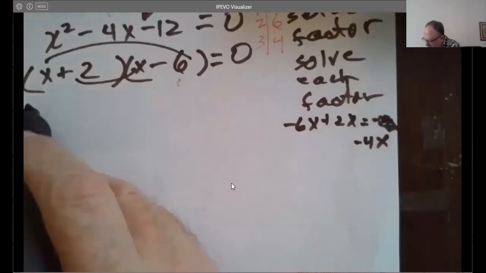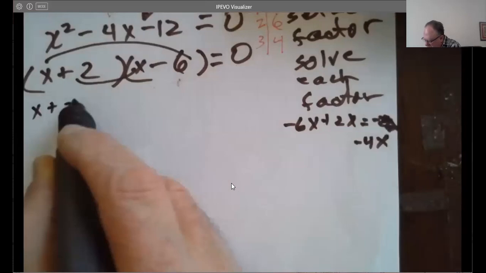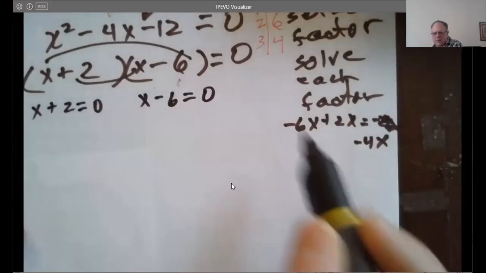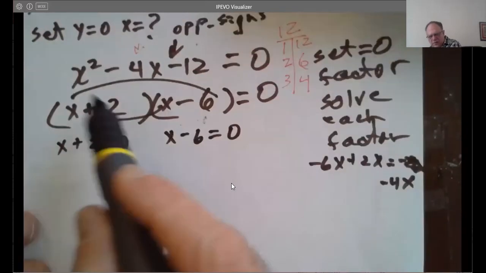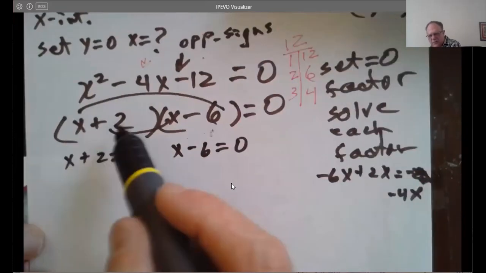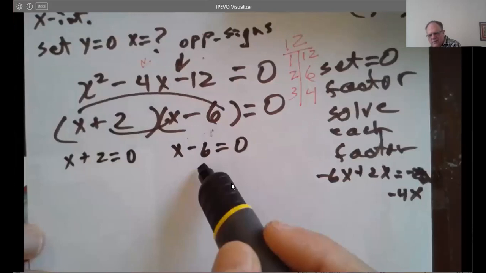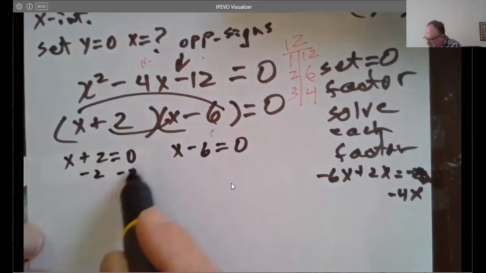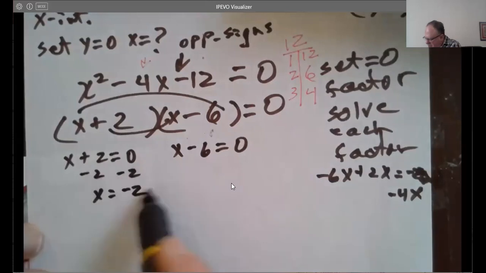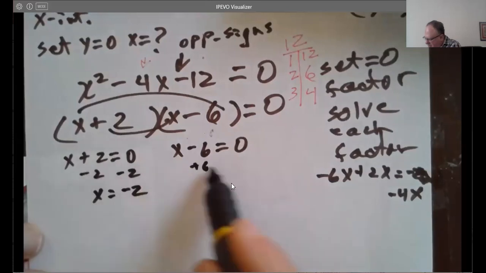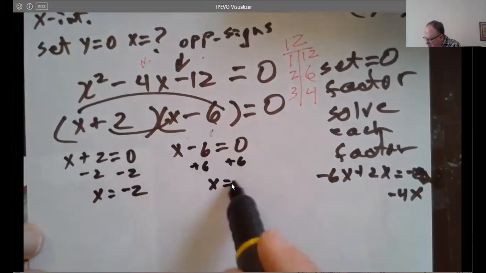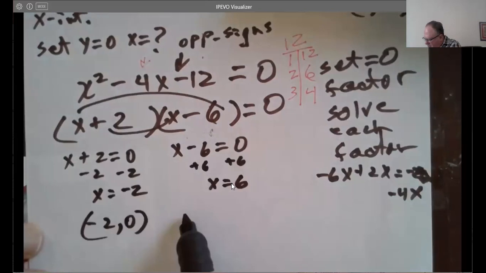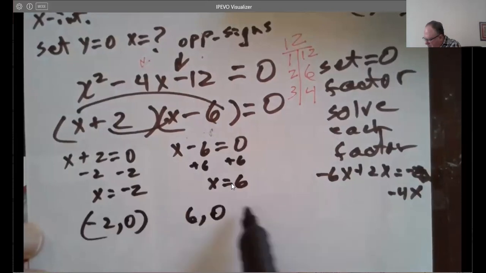So this would be x plus 2 equals 0, and x minus 6 equals 0. Normally when you're just factoring this, you're done here. But when you're solving, you have to keep going. So we have to solve, so that'd be x equals negative 2, and add 6, we get x equals 6. So our x-intercepts are negative 2 and 6.